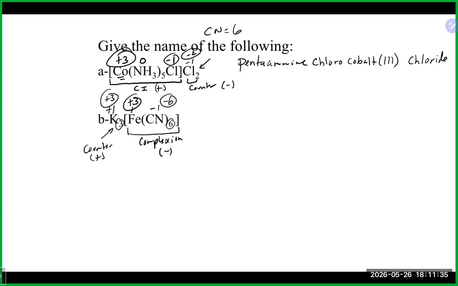By the way, as well, the charge on the metal is not always going to be +3. It just happens to be a number of these here in this case. All right, so counter ion we could just name. So that's going to be potassium.